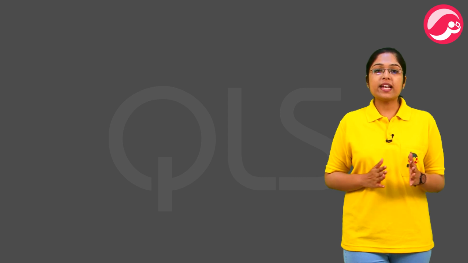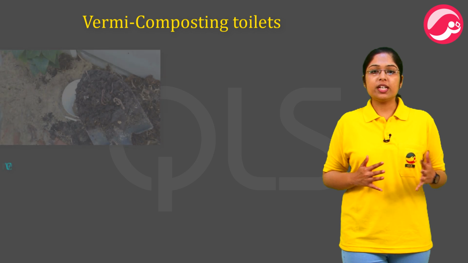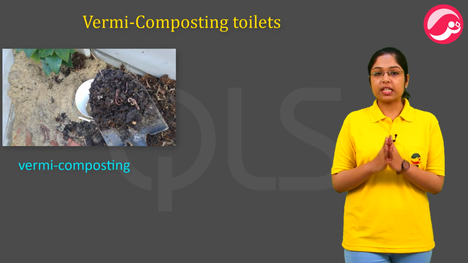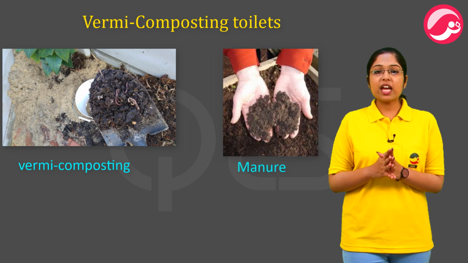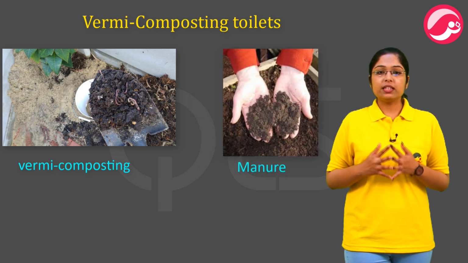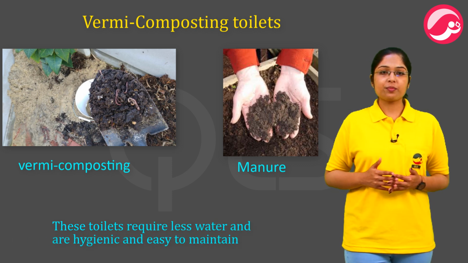The fourth on-site sewage disposal system is vermicomposting toilet. Vermicomposting toilets recruit earthworms to treat human excreta. The entire human waste is converted into vermicompost, which can be used as a manure. These toilets require less water and are hygienic and easy to maintain.